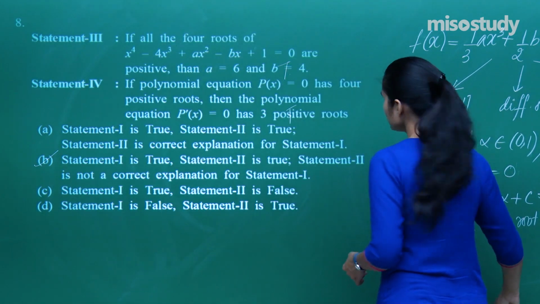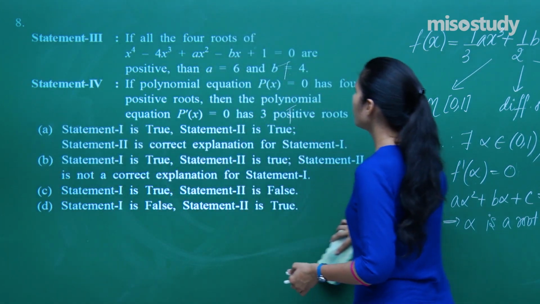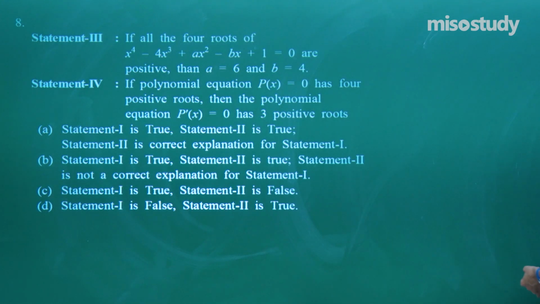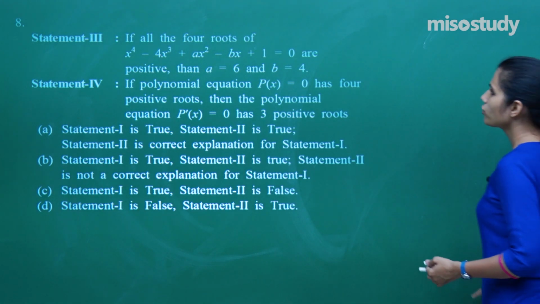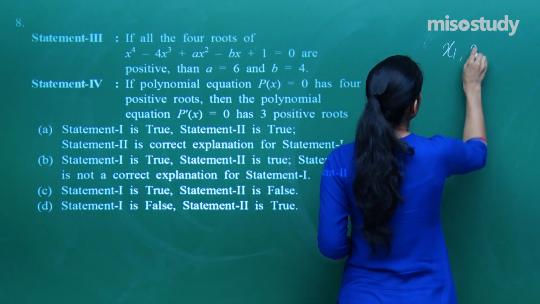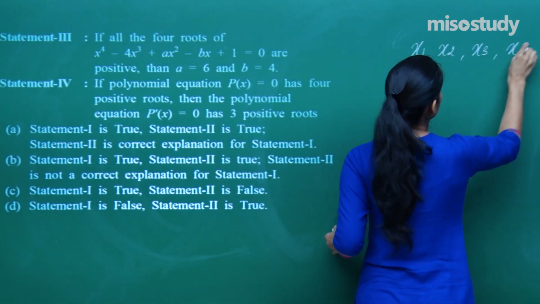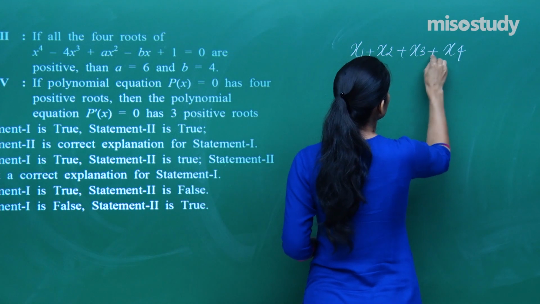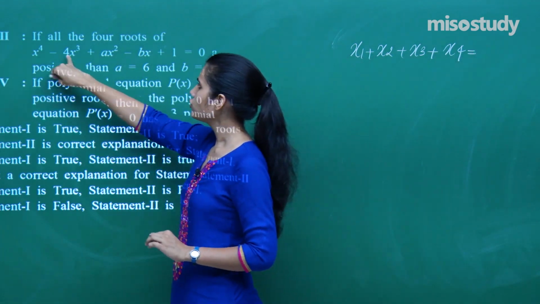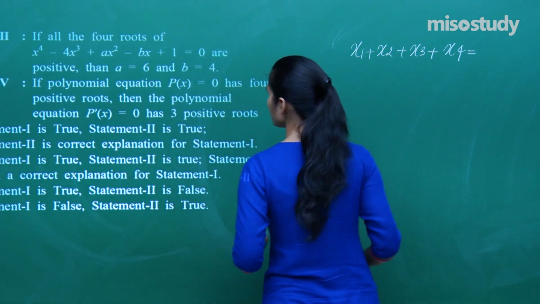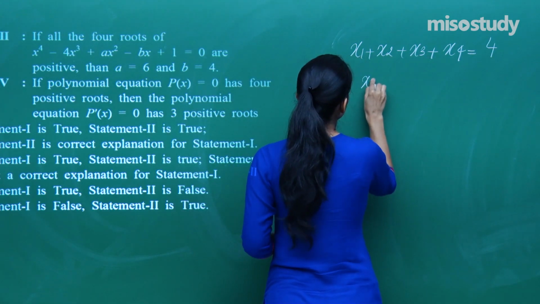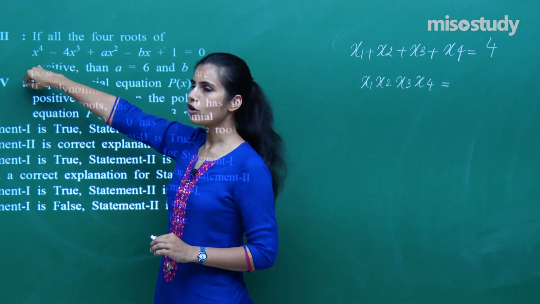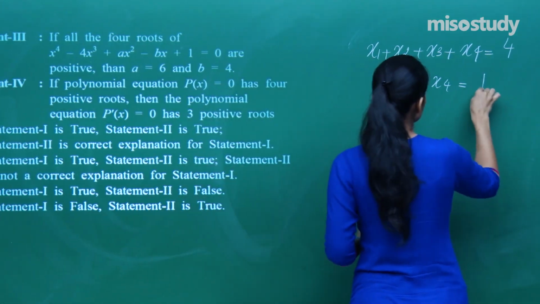Again, it is related to the statement. What does it say? If all the 4 roots of this equation are positive, then a is 6 and b is 4. Let's see. All the 4 roots of this are positive. So let x1, x2, x3 and x4 be the 4 roots. They are all positive. You know that the sum of the roots will be what? It is minus of coefficient of x cube upon coefficient of x to the power 4. So minus of minus 4 by 1, which is 4. And if I talk about the product of the roots, it is constant term upon coefficient of x to the power 4, which is 1 upon 1, which is 1.